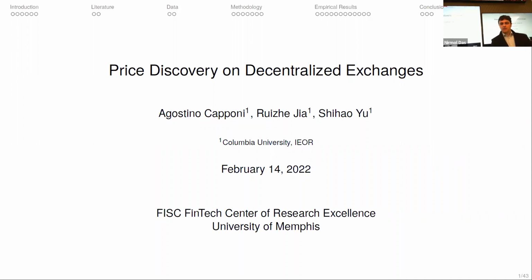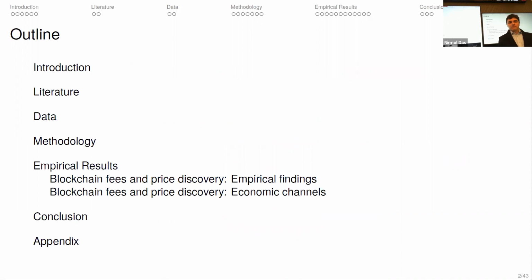Let me go ahead and start with what I'm going to say. First, I want to briefly introduce the area because some of you might have already heard about DeFi, decentralized exchange. Some others may not have had the opportunity to learn about it yet. But I think there is an interesting analogy that one can draw between centralized and decentralized exchange, which I want to present. Then I want to discuss the data.